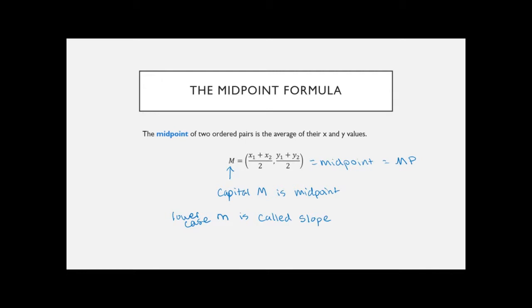So the midpoint is an ordered pair. It's not a number, it's an ordered pair, so you still have to have your answer in parentheses. So those parentheses you see here are required in your answer in order for it to be indicating a midpoint, because it is a point, it's an ordered pair.